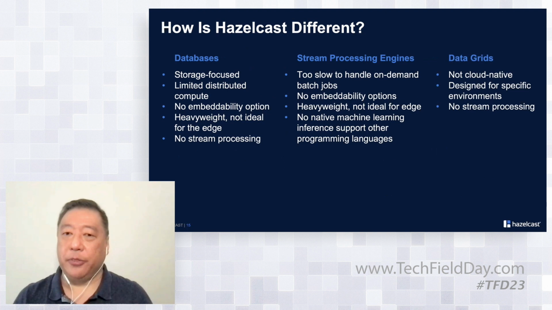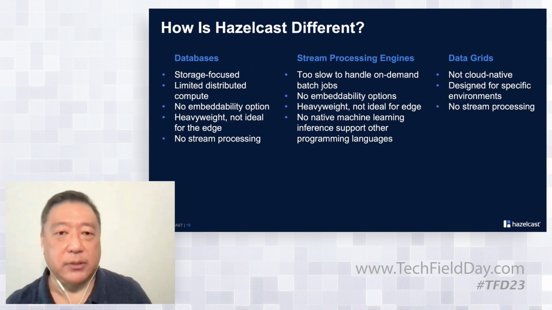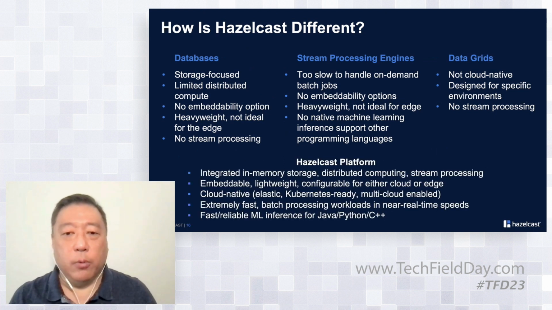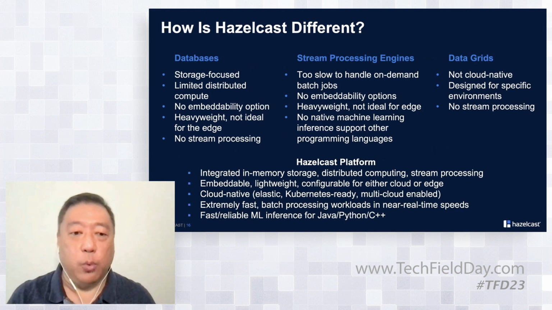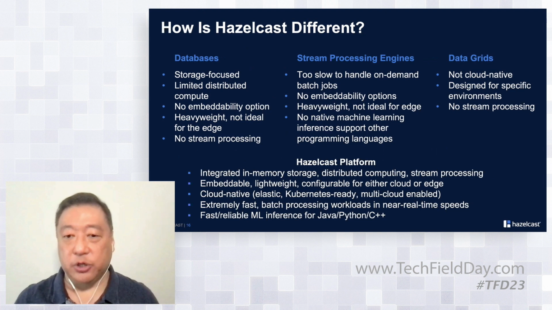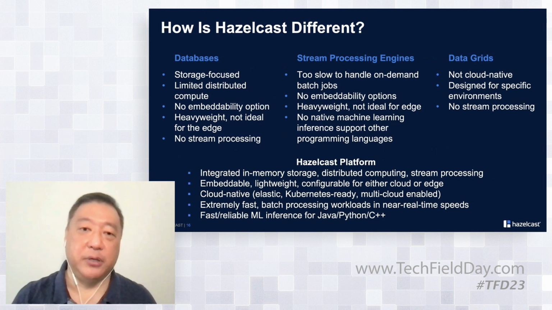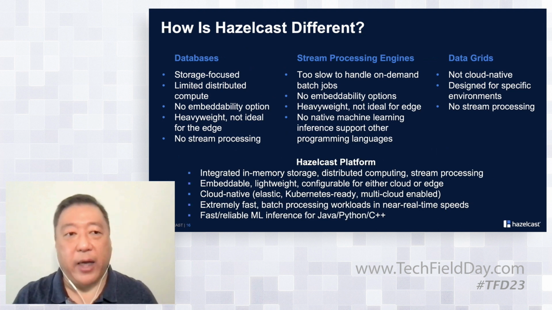So when I talked about the code being distributed across all the different nodes and processing on all the nodes, that's what a data grid is. And that's the big difference from databases. So what we try to do is combine the best of all worlds by integrating in-memory storage, distributed computing, and stream processing. And then all the other architectural principles that we include help as an advantage as well.